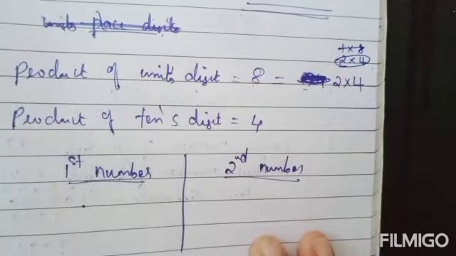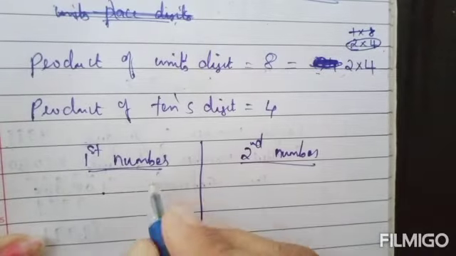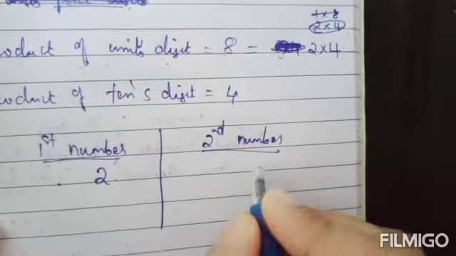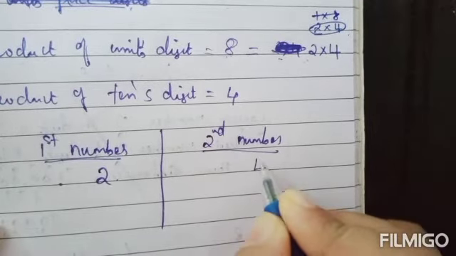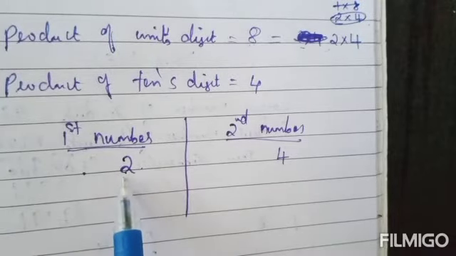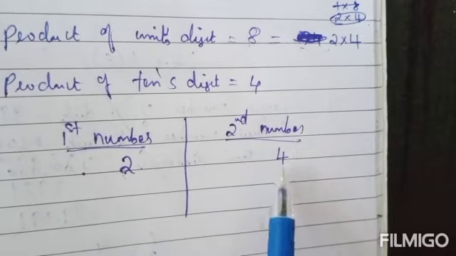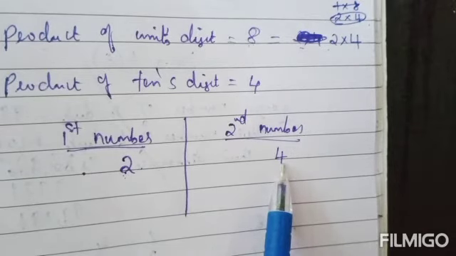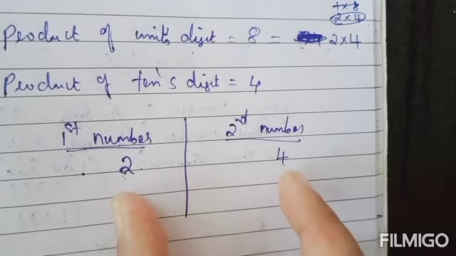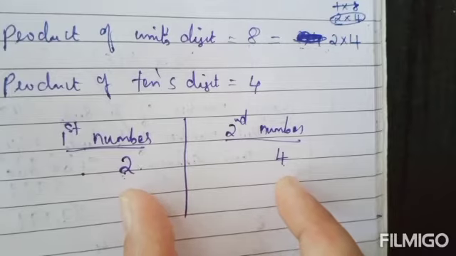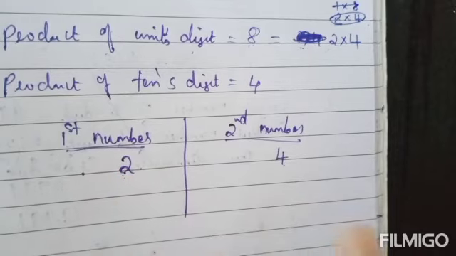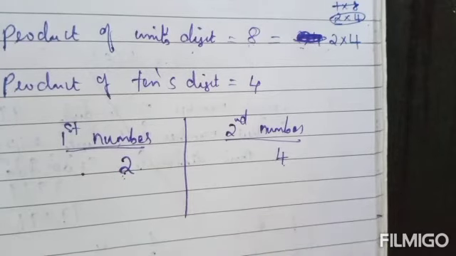So if the first number has 2 in its units place, then the second number will have 4 in its units place. Okay, our condition is, what is our condition? If we multiply the digits in the units place of both numbers, we get 8. So if the first number has 2, the second number will have 4 in the units place.